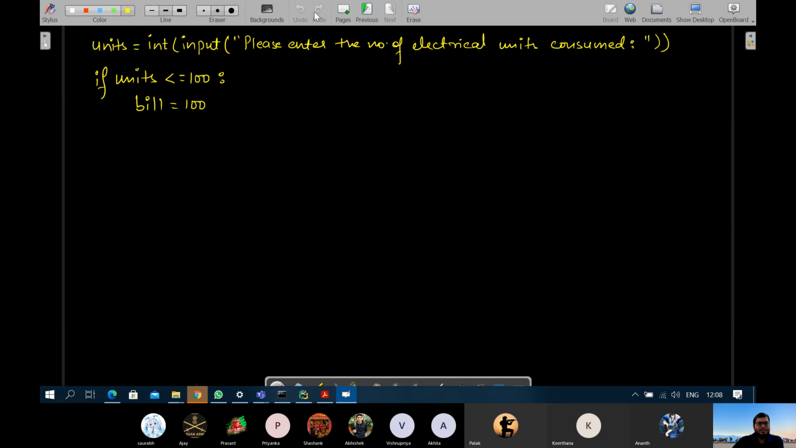क्या कर सकते हैं और इसको साउंड बना देंगे प्रोग्राम को. मान लो कोई नेगेटिव यूनिट दे दिया तो if units is less than 0, you will write, just a minute, you will write print units cannot be negative.